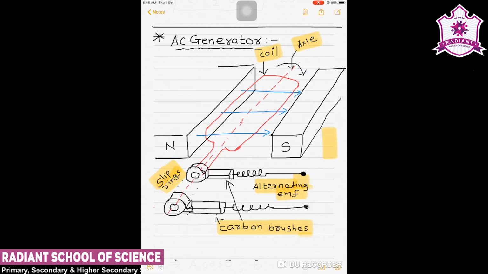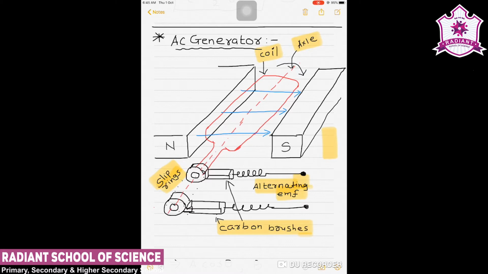The rotation of the coil causes the magnetic flux through it to change. So due to the change in magnetic flux through it, an EMF is induced in the coil. The ends of the coil are connected to an external circuit by means of slip rings and brushes. So everything is shown here in this figure.